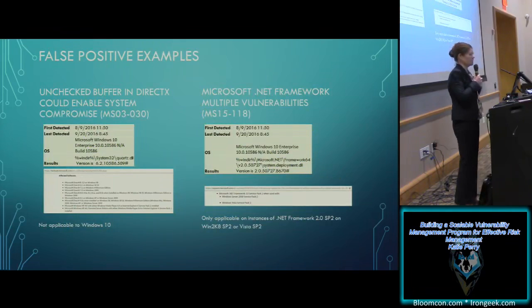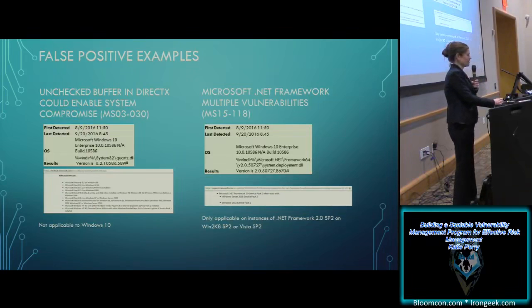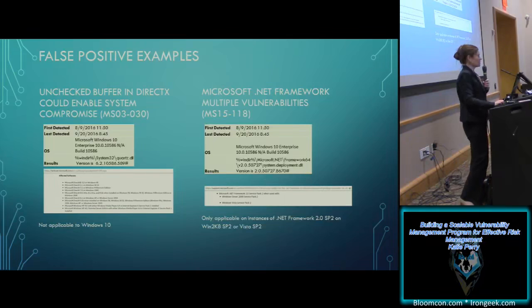So here are some detailed examples of how a false positive can happen. These are actually real examples that my team came across last year. Both of these were on the same host, so that's why you'll see that the timestamps are the same. The first one is an unchecked buffer in DirectX that could enable system compromise. This came back from a vulnerability scanner.